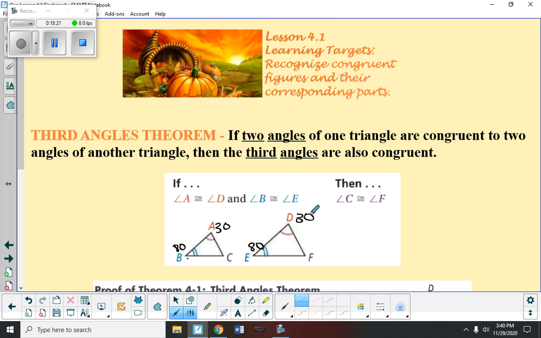Well, looking at just the first triangle, if this is 80 and that's 30, that's 110. That would mean this one would have to be 70. Go over here, if you have an 80-degree angle and a 30-degree angle, again, that's 110, which would mean this would have to be 70. So if you know 2 of them are congruent, then the third ones will be congruent. So again, that's the third angles theorem.